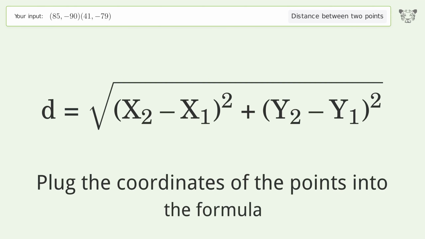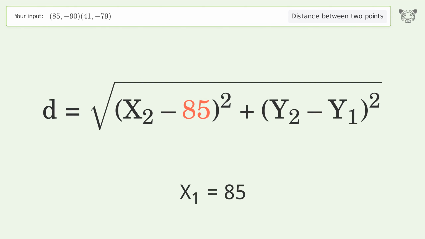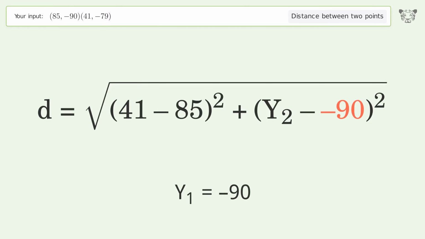Plug the coordinates of the points into the formula. x1 equals 85. x2 equals 41. y1 equals -90. y2 equals -79.